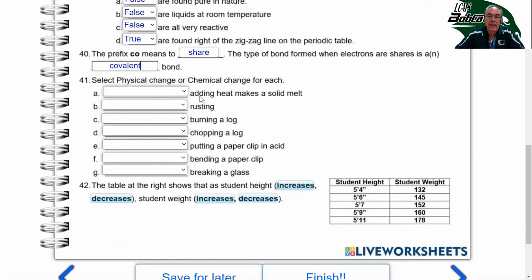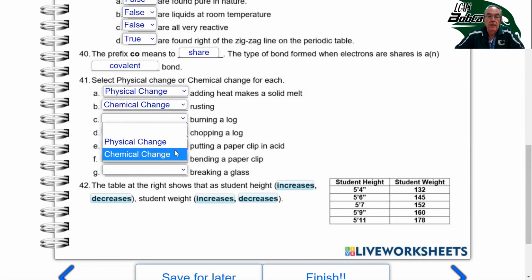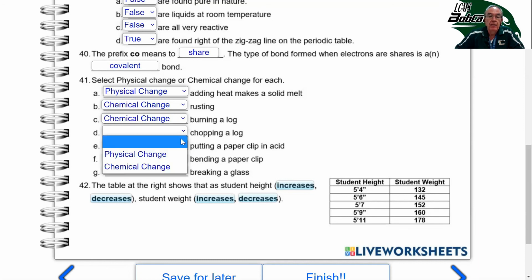Physical or chemical? Adding heat makes a solid melt. Phase change is physical. Rusting produces a new substance, so that was chemical. Burning a log is a chemical change. It produces a new substance, the ash. Chopping wood changes the shape of the log, but it does not produce a new substance, so it's physical.